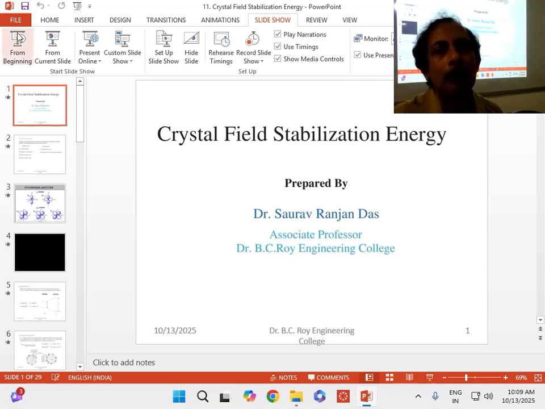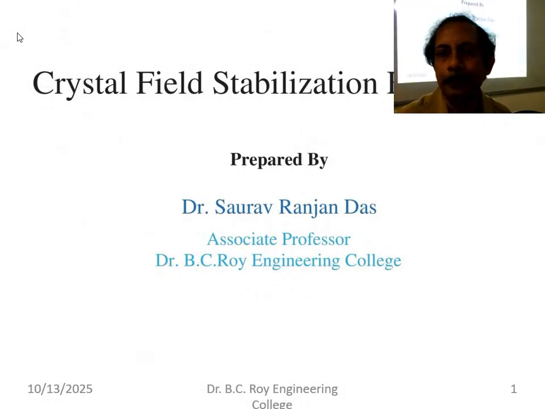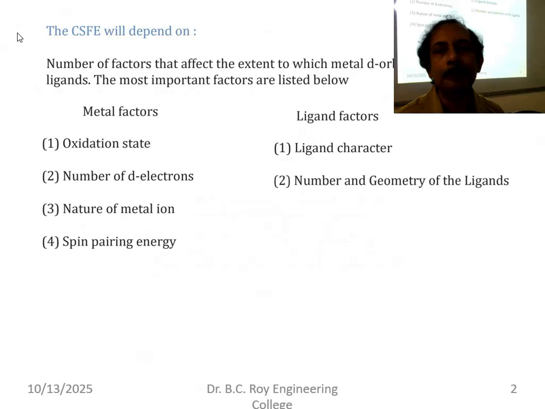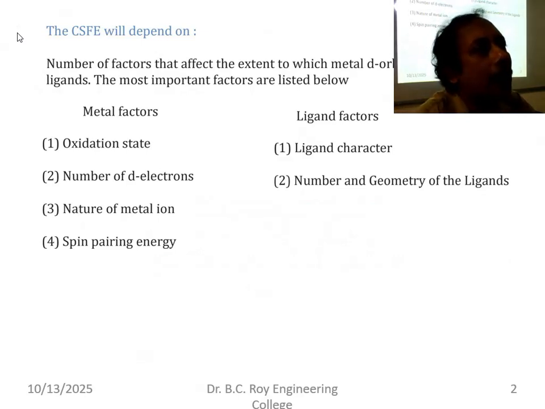Okay, now let's start with this PowerPoint. Now, what factor does this CFSE depend on? I have already told you what CFSE is. CFSE is crystal field stabilization energy. It is the separation of d orbitals after the complex is formed.